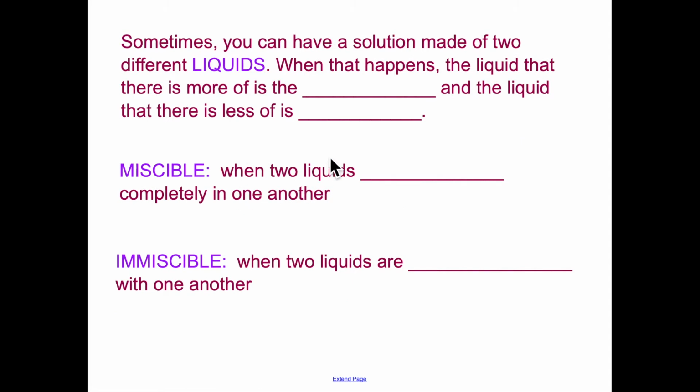Sometimes you can have a solution made of two different liquids. When that happens, the liquid that there is more of is the solvent, and the liquid that there is less of is the solute. Miscible is when two liquids dissolve completely in one another. Immiscible is when two liquids are insoluble with one another.